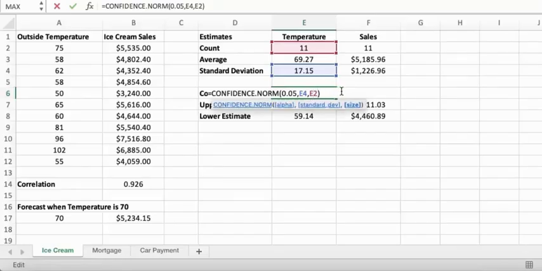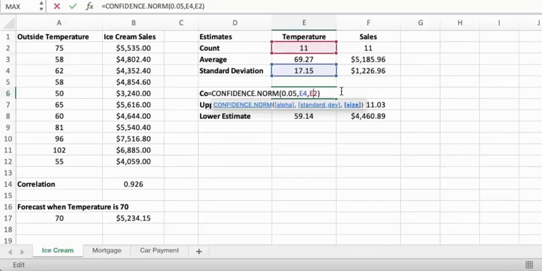To calculate a confidence interval, we use the CONFIDENCE.NORM function. CONFIDENCE.NORM has 3 arguments. The first is alpha. That's a measure of how accurate or how confident we want to be with our result. So it's really 1 minus our confidence level. Our confidence level is how confident we want to be with the range that we put out. So if we want to be 95% confident the range that we calculate has the true mean in it, then our alpha will be 1 minus that, or 0.05.